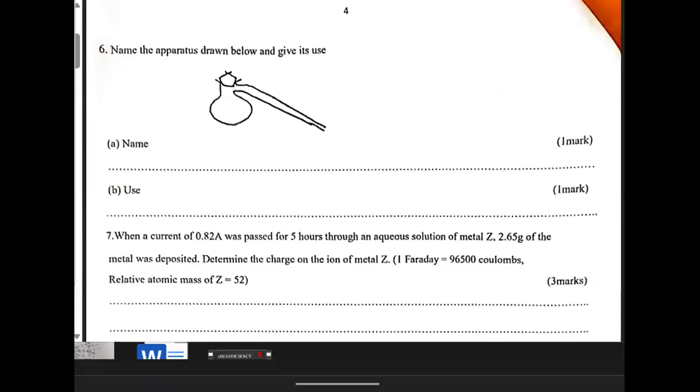Of our interest is now the nitric 5 acid, which will react with the iron 2 sulfate to form iron 3 sulfate, nitrogen 2 oxide, and water.